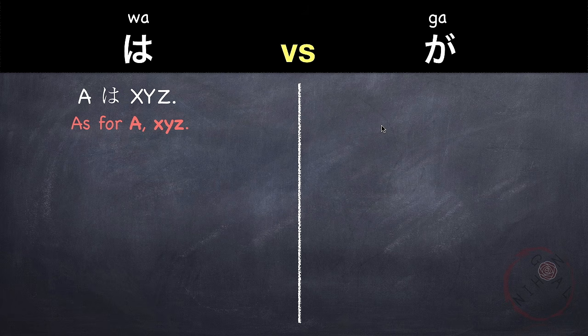On the other hand, A ga XYZ. We can translate this into "it is A that is XYZ." So here, A, the subject, is the focus. In the textbook, they would usually refer to A as the topic if it's followed by wa, and if it's followed by ga, they refer to it as the subject. Let's take a look at some examples.